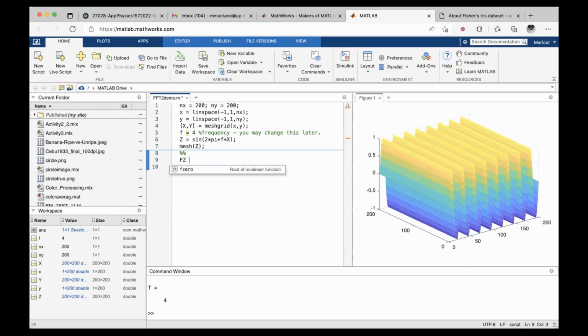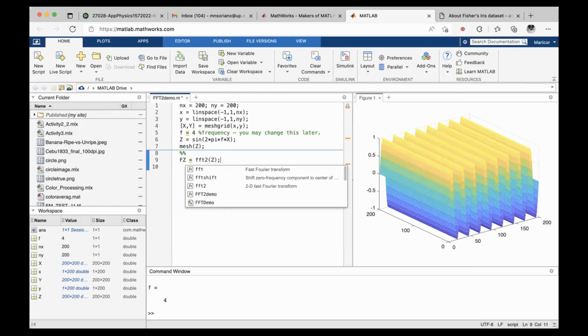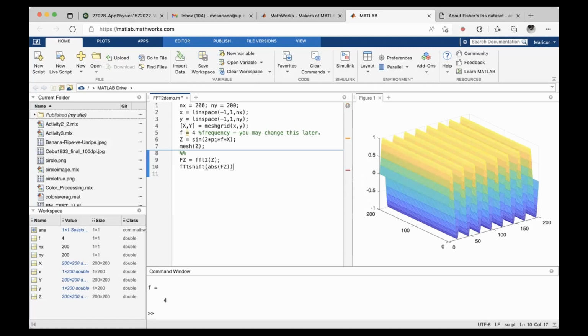FC, tawagin natin siyang FFT of Z is equal to FFT2 of the function Z. Okay? Tapos, pag i-display na natin siya, tatandaan na una muna, kailangan natin i-abs ang kunin yung modulo. Pangalawa, kailangan nating i-FFT shift siya para magmukhang yung gitna ay the zero frequency. Mas intuitive pag ganito, guys. And of course, bigyan natin siya ng variable name, FC mode.